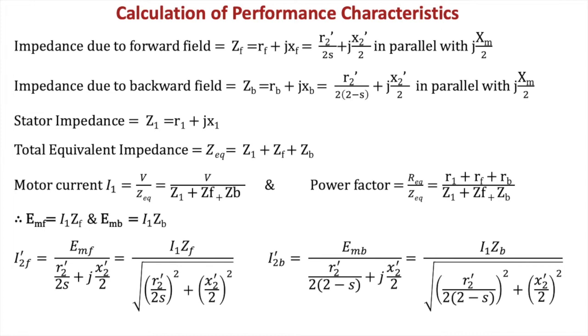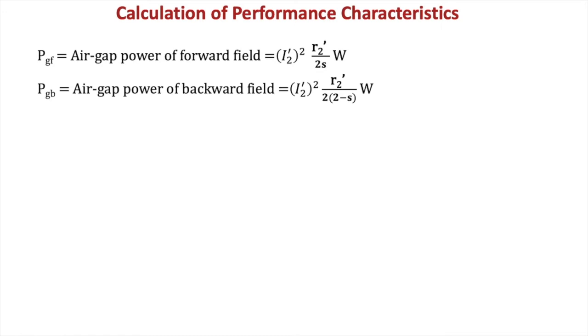Just introduce the respective slips in the equation. Now the performance characteristics. What will be the air gap power? The equation remains the same. The only thing is that we have to take care of the forward and the backward fields, and the respective values of the slip have to be put in. So the air gap power is given by I2 square R2 by S.